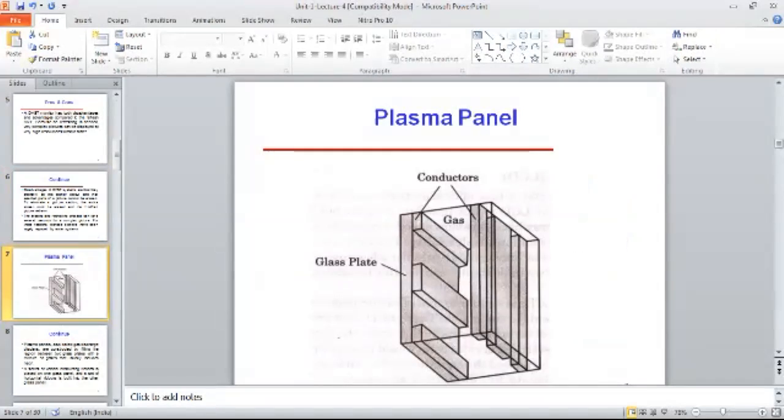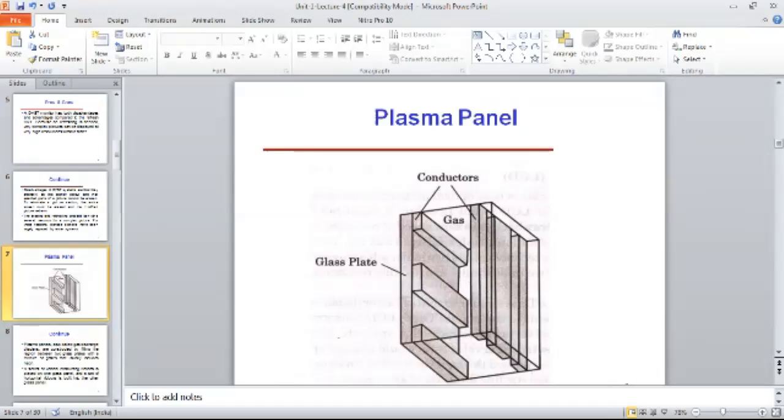So the next device is the plasma panel. What is the plasma panel? In this case, we can see the display here. There are glass plates and there is a gas chamber, and there are two conductors here, and this chamber is filled with neon gas.